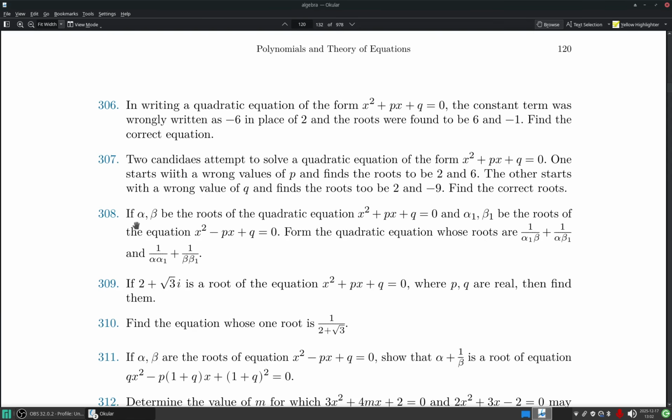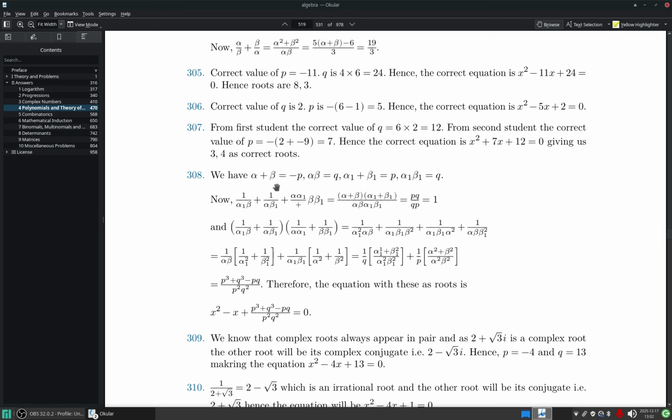Question 308 says that if alpha beta be the roots of the quadratic equation x square plus px plus q is equal to 0, and alpha 1 beta 1 be the roots of the equation x square minus px plus q is equal to 0, form the quadratic equation whose roots are 1 by alpha 1 beta plus 1 by alpha beta 1 and 1 by alpha alpha 1 plus 1 by beta beta 1. So alpha plus beta is p, alpha beta is equal to q, alpha 1 plus beta 1 is equal to p, alpha 1 beta 1 is equal to q. Now there are some typing mistakes here.